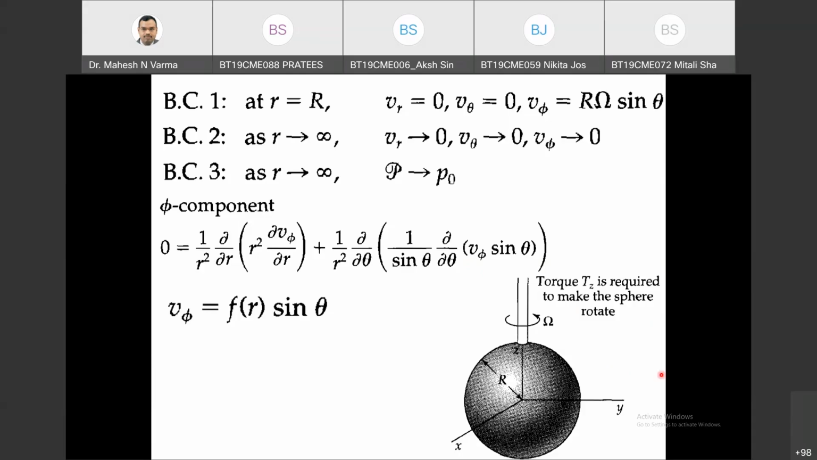Roll number 16. Yes, sir, roll number 16. Datta. Yes, sir.